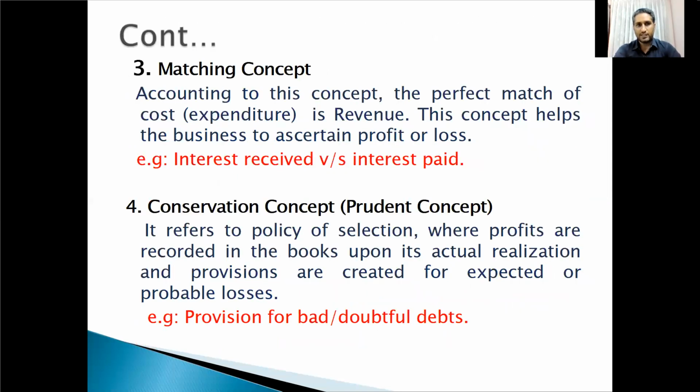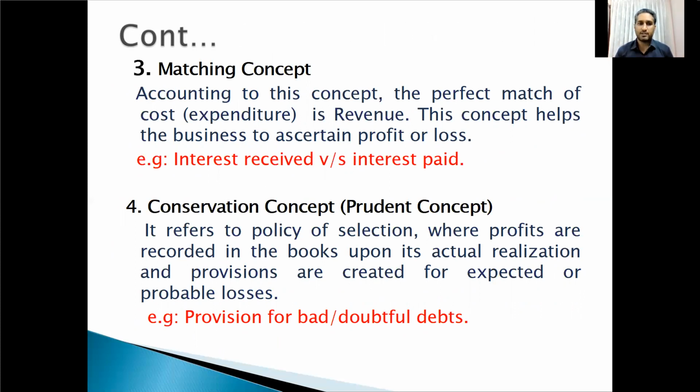Third point is matching concept. According to this concept, the perfect match of cost is the revenue, and to ascertain the profit or loss, we have to match our expenditure with our revenue. Like interest received on one side is our income, and interest paid on the other side is our expenditure. One is on the credit side and another one is on the debit side.